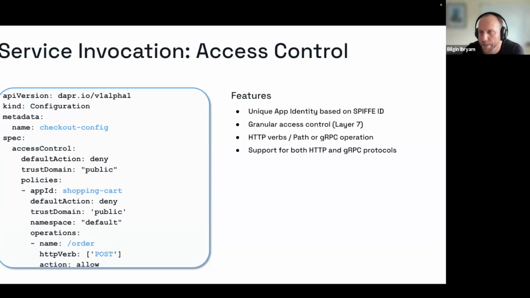In the example I have here is a configuration file which will be used by the checkout service. That's the callee, the target service, and it's basically denying access from all applications at first through the default action, and then it defines only exceptions. So only the shopping cart can call the order endpoint through the HTTP POST operation. So it's much more granular, and it means no other application from that namespace or from an IP range can call anything else on this application.